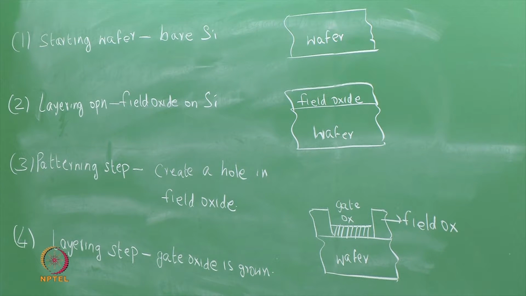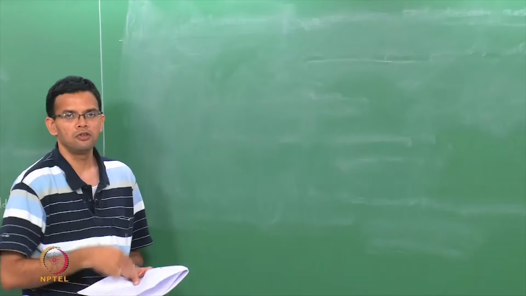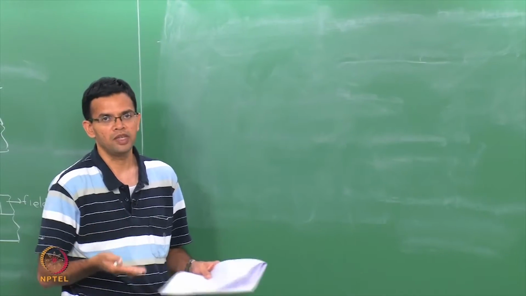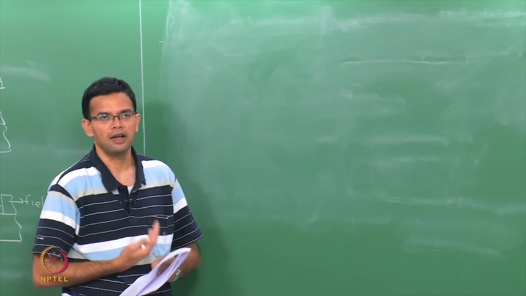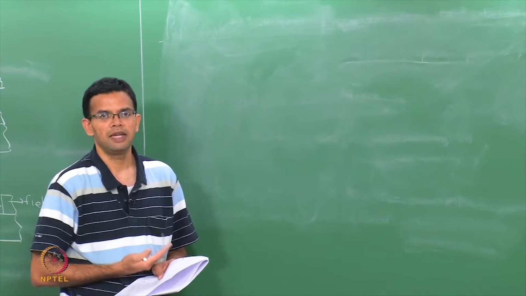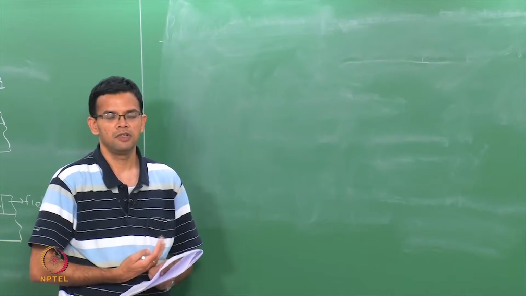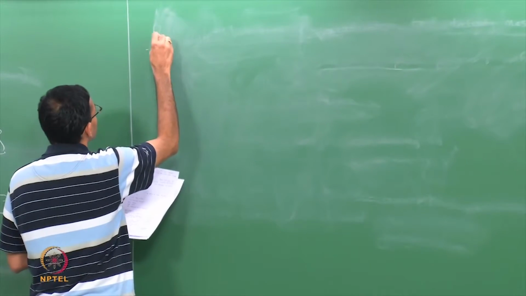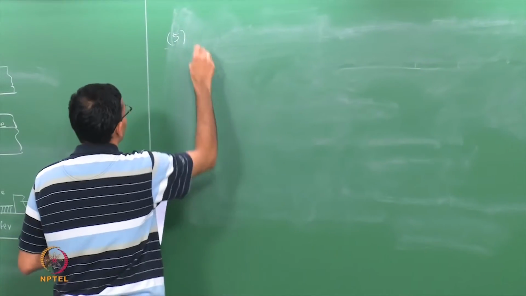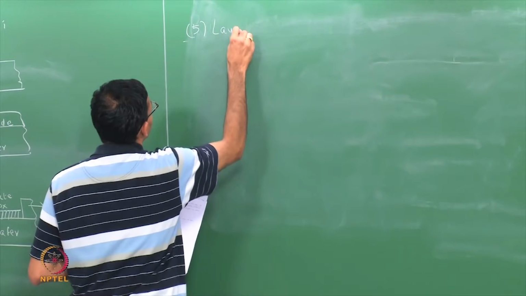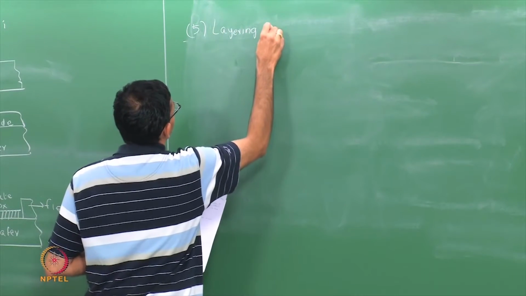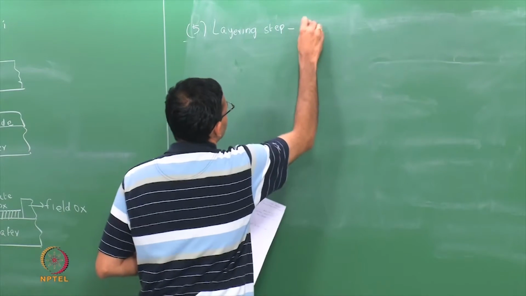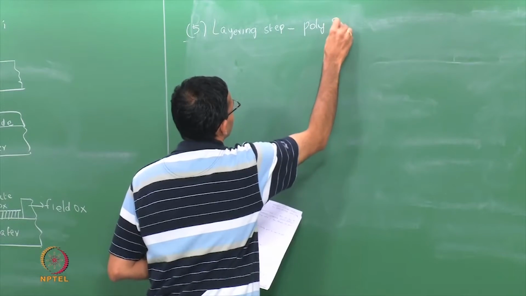So, after growing the gate oxide, you grow a layer of polysilicon on top of that. This is to form the gate. So, the gate is usually a highly conductive material, can either be a metal, or in this particular case we can use heavily doped polysilicon. So, in this step you have another layering step, where you grow a layer of polysilicon. This is typically grown by chemical vapor deposition.